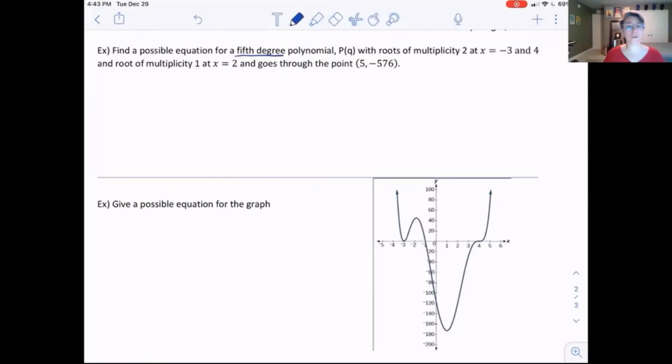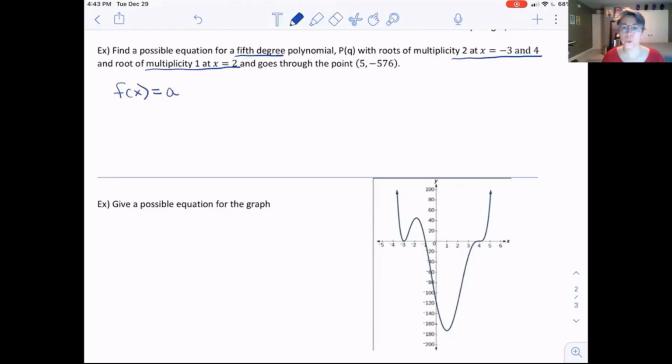We know how many x's are going to be multiplied, where we have roots of multiplicity of 2 here and multiplicity 1 here at x equals 2, and then it goes through the point 5, -576. So 5th degree polynomial, so we know we have f of x equals some coefficient a.